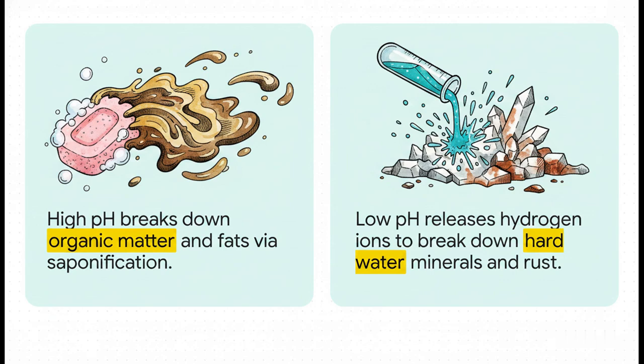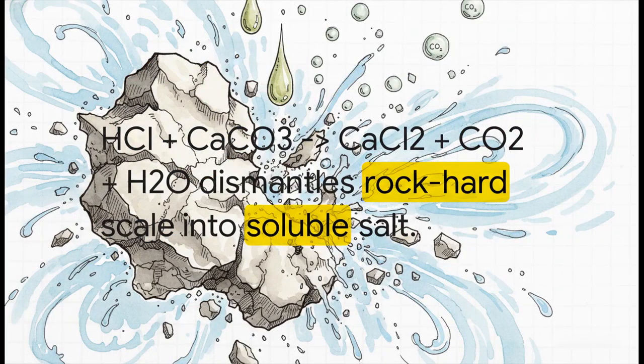So while alkaline cleaners with that high pH are your absolute go-to for organic saponification, acidic cleaners with a low pH are strictly required to dissolve inorganic mineral deposits and stubborn hard water scale. Acids release hydrogen ions that actively shatter those mineral bonds that an alkali simply can't even touch. Check this out. This is the exact acid-base reaction happening right there in the bowl.